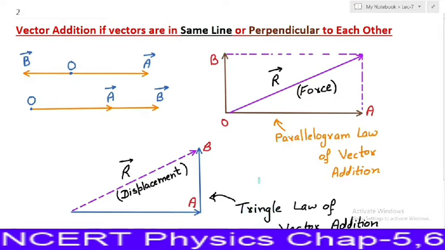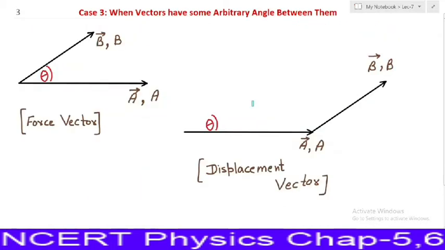And if vectors are perpendicular to each other, then we can find the magnitude of the resultant vector just by using the Pythagoras theorem, and the direction of the resultant vector just by using simple trigonometry. Now we observe how to find the addition or resultant of two vectors when vectors are not perpendicular to each other. In fact, they have some arbitrary angle theta between them.